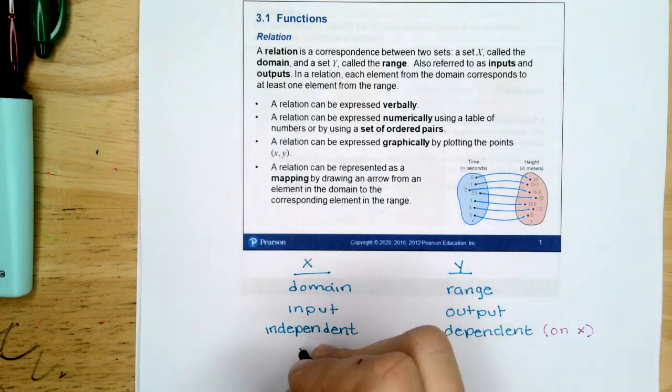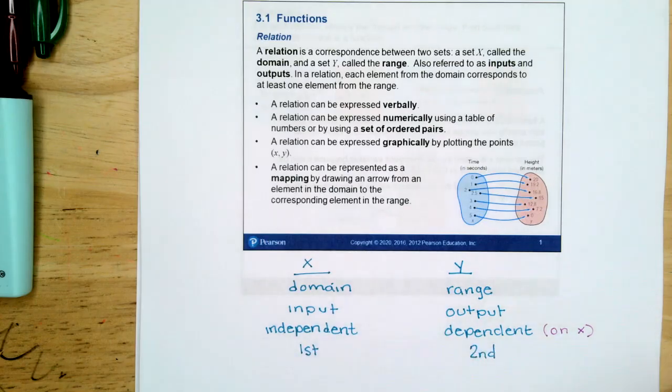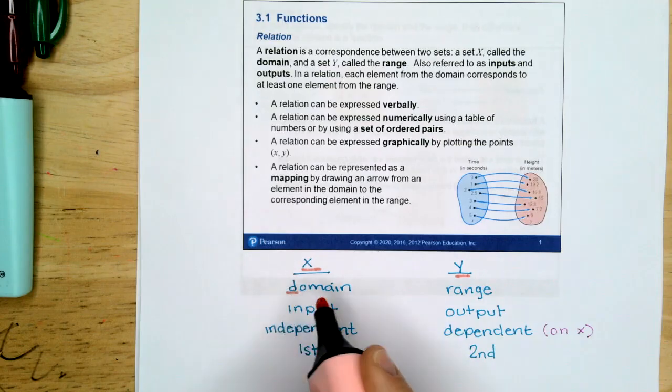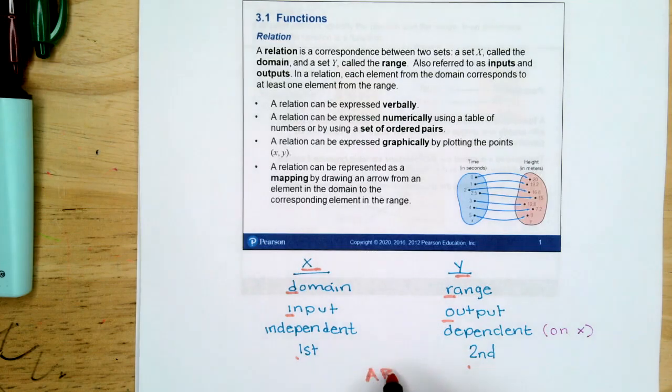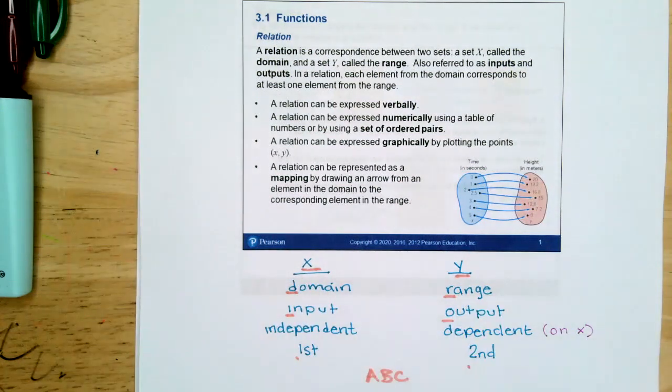So I say X is the first, and Y is the second set. The way I remember it is that X comes before Y in the alphabet, D comes before R in the alphabet, and I comes before O in the alphabet. First comes before second. Good? So alphabetically, X is the domain because X is before Y and D is before R. Input comes before your output. Your independent variable comes before your dependent variable because your dependent variable depends on the independent one.